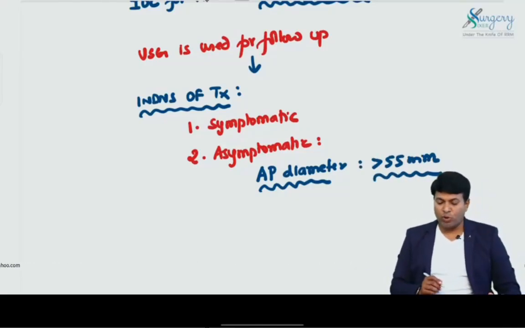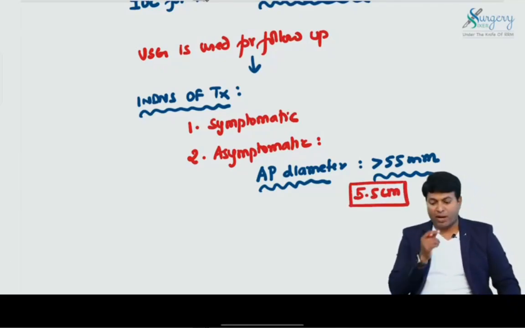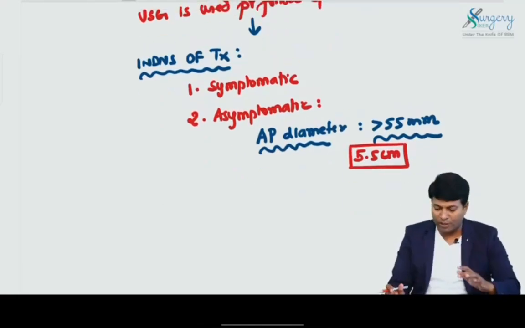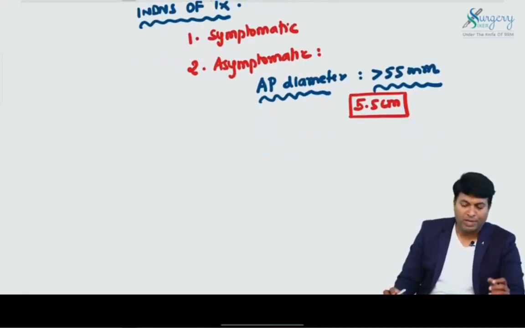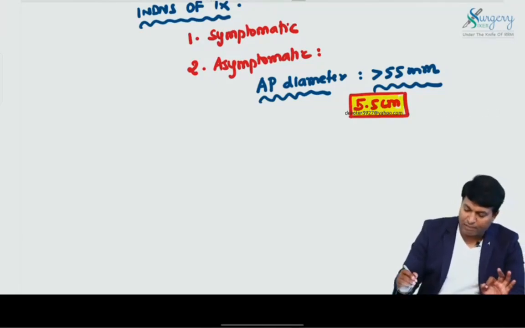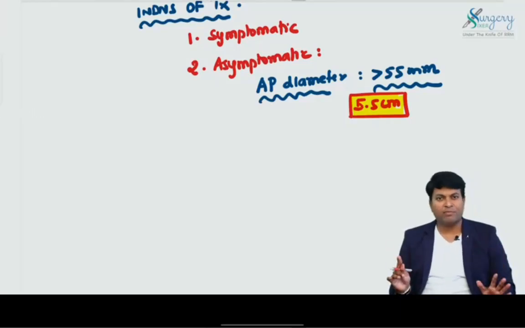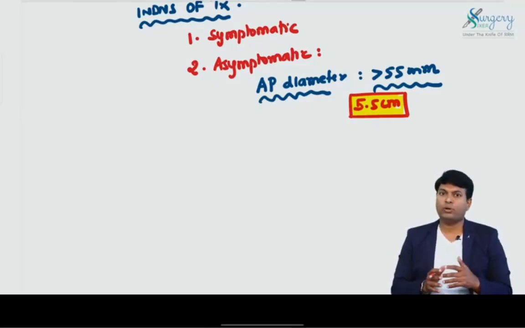More than 55 mm means what? 5.5 centimeter is the cutoff. The management cutoff for abdominal aortic aneurysm is 5.5 centimeter. Any aneurysm more than 5.5 centimeter needs treatment. Asymptomatic aneurysms more than 5.5 centimeters will be treated. So until 5.5 centimeters, we can keep them on follow-up if they are asymptomatic. If they are asymptomatic and less than 5.5 centimeters, keep them under follow-up. That's enough. Going and doing surgery is not advised.